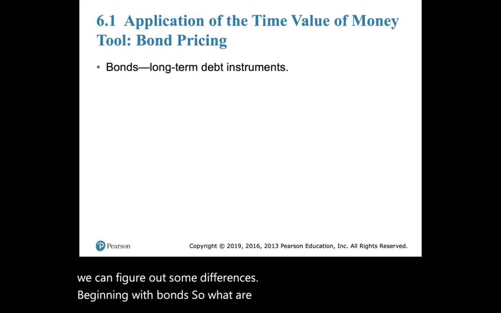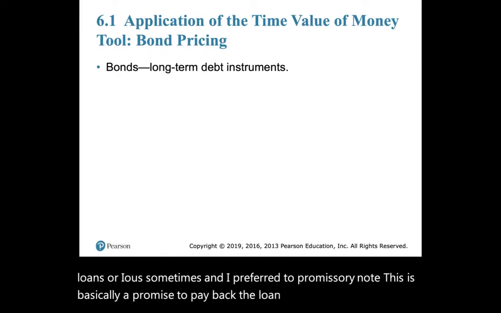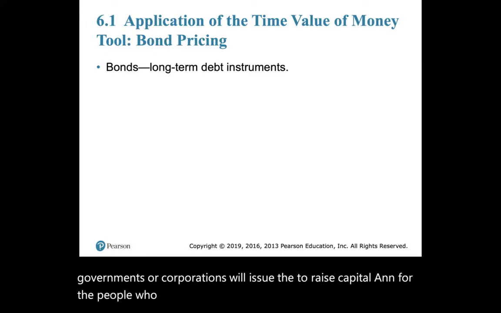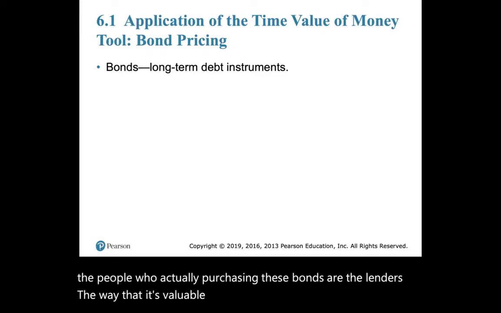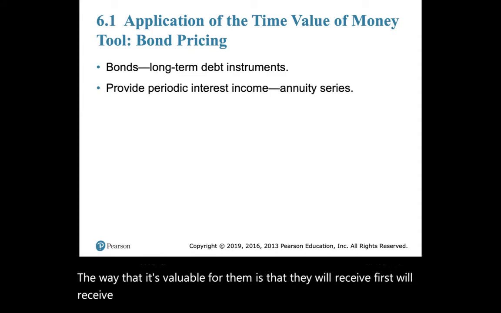Well, they're basically just loans or IOUs. Sometimes they might be referred to as promissory notes because it's basically a promise to pay back the loan amount. Usually governments or corporations will issue the bonds to raise capital. And for the people who are actually purchasing these bonds, or the lenders, the way that it's valuable for them is that first they'll receive a sort of annual or semi-annual type of interest.